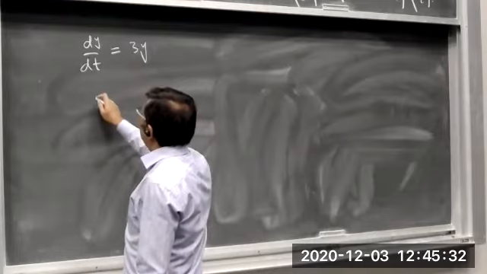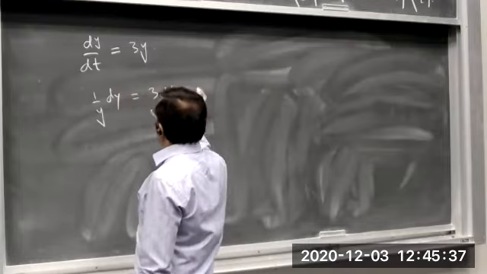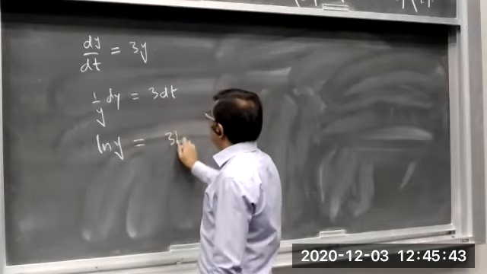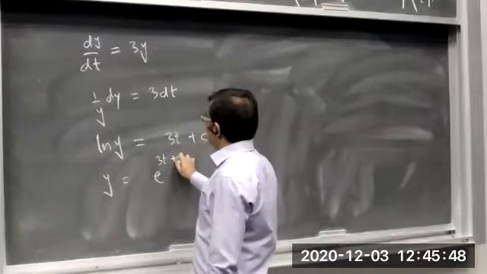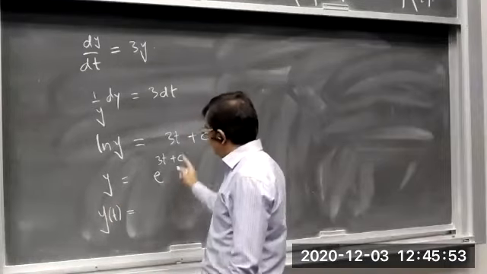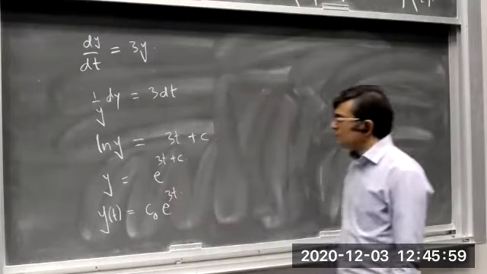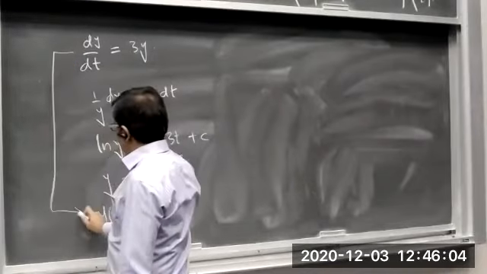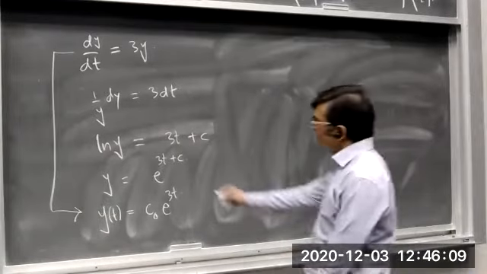By using separation of variables, we can write 1 over y dy is equal to 3 dt. Then integrating both sides, natural log of y is equal to 3t plus c. Then y is e raised power 3t plus c. And finally, we can write y of t is equal to some constant times e raised power 3t. So the solution of a linear homogeneous differential equation with constant coefficient is always of this form.